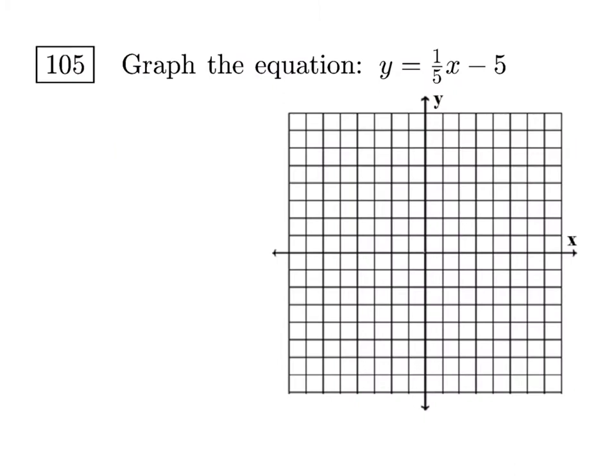All right, graph 1/5 x minus 5. Very simple. There's my y-intercept. So I'm down at -5, and then up 1 to the right 5. Down 1, back 5. That's all there is to it.